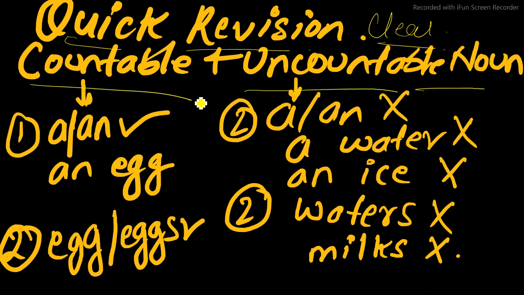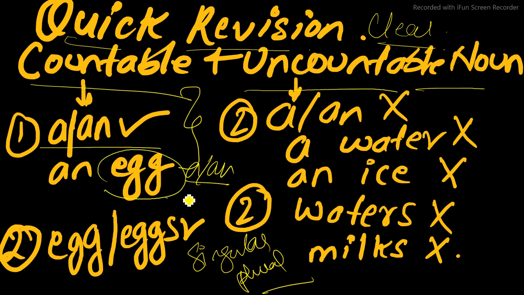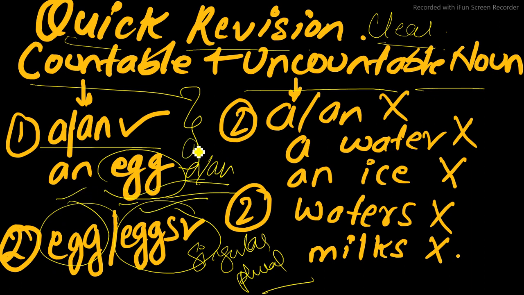We discussed two basic rules: the use of the article a or an before countables or uncountables, and whether the noun is going to be singular or plural. First, it is simple that it is going to have a or an before the countable nouns. Secondly, it can be singular, it can be plural. So both these things are right. Egg is right, eggs is also right, an egg is also right, and ice is also right.